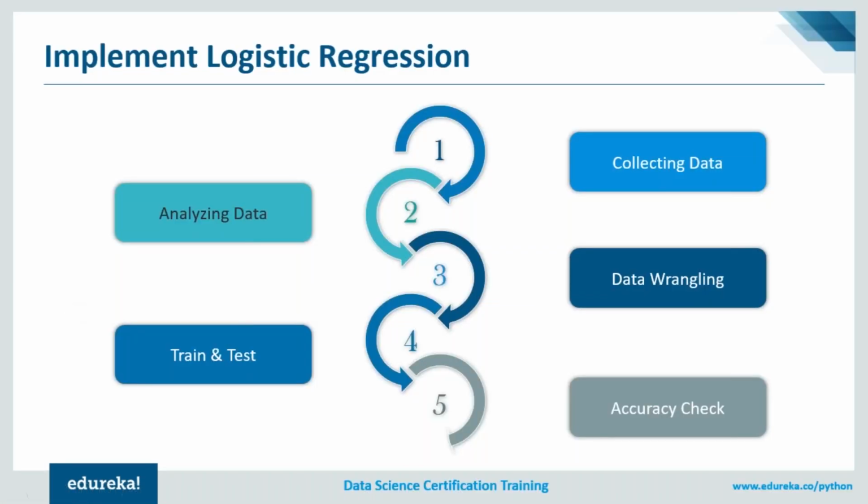Now, let's try to see how to implement logistic regression. So, when we say logistic regression, like any other algorithm, we have these 5 steps where we collect the data, analyze the data, clean the data, which is called data wrangling, train and test the data, and then do the accuracy check.